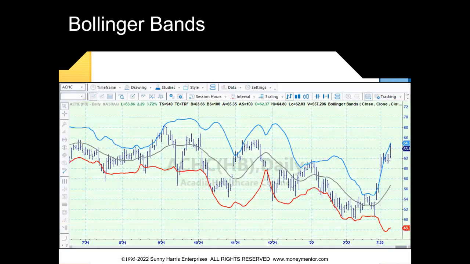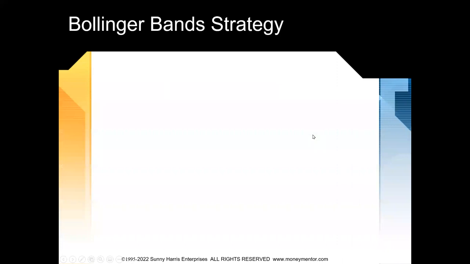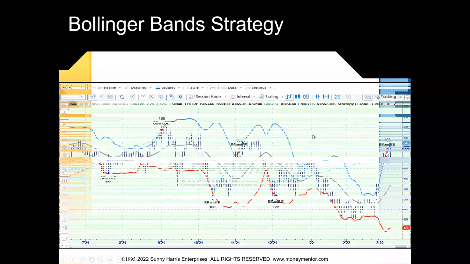Here we have Bollinger Bands, which are very popular. And he uses an exponential moving average in the center. This midline is an exponential moving average. And he plots standard deviations on either side of the exponential moving average. So let's look at the Bollinger Band strategy and see what we get.